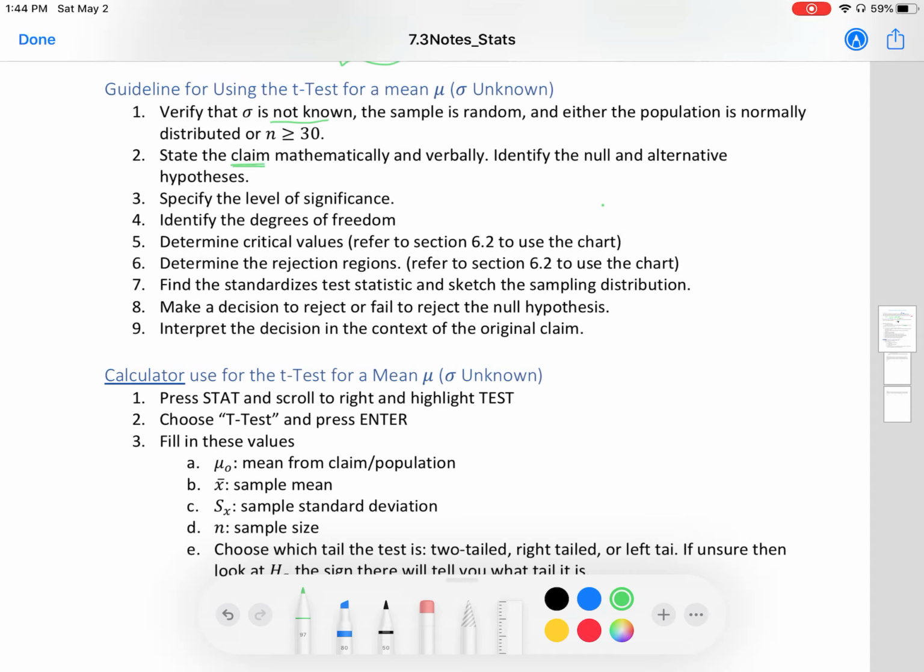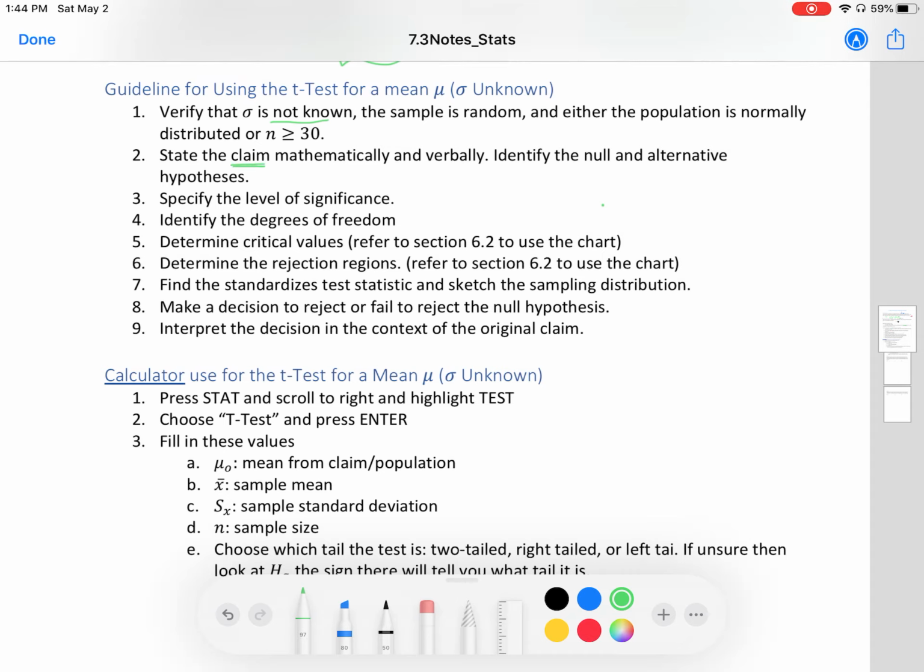Okay, let's go ahead and do our work. We're going to be using our calculator for this. For a calculator, you have the list above. So you want to go ahead and press Stat and scroll to Test. Then you want to scroll down and choose T-Test. From there, you have these pieces to fill out: mu sub 0, X bar, sample standard deviation, your N, and then your test.